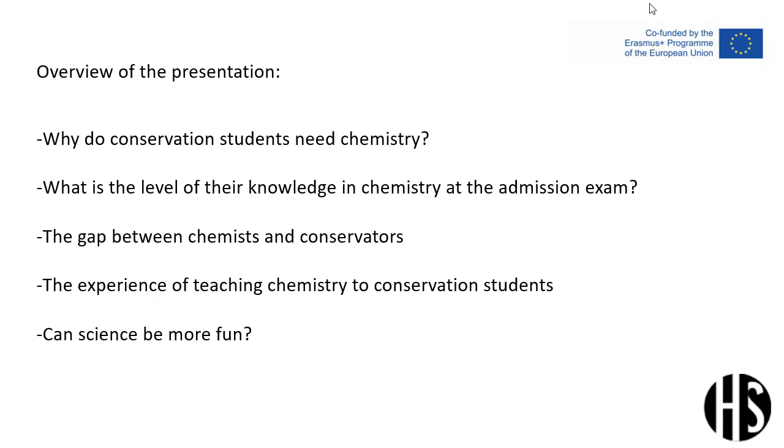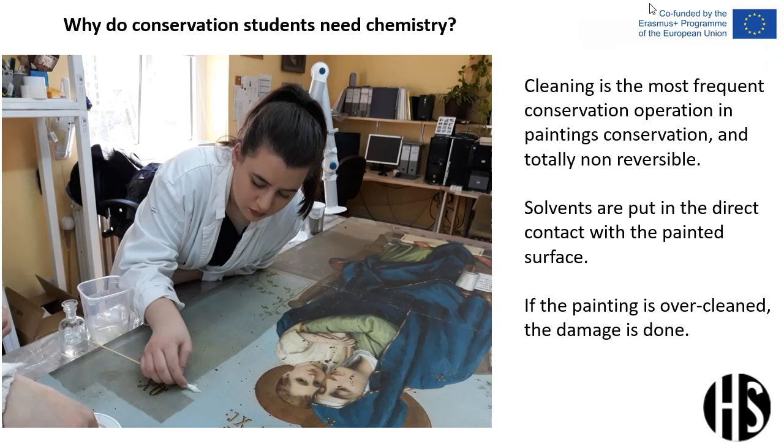So why do conservation students need chemistry? I will talk mostly about the part of the education about cleaning paintings. So cleaning paintings is the most frequent and totally non-reversible operation. During the cleaning process, you might have known that chemical solvents are put in direct contact with the painted surface. And if the painting is over-cleaned, the damage is already done. So I think that these three statements give the answer to the question, why do conservation students need chemistry?